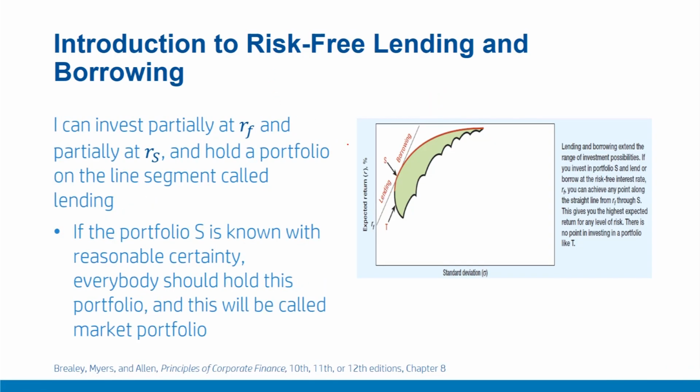Now please remember, this position on the lending and borrowing segment is freely available to all. If this portfolio S is known with certainty, then everybody would be holding it. Nobody would hold any other portfolio, only some proportion of investment in S and some proportion of investment or borrowing in RF. Therefore, since everybody is holding only these two portfolios, the only set of risky assets held are those in portfolio S. This portfolio S is also often referred to as the market portfolio, sometimes denoted by M or sometimes by S. This is a market portfolio which is held by everybody.